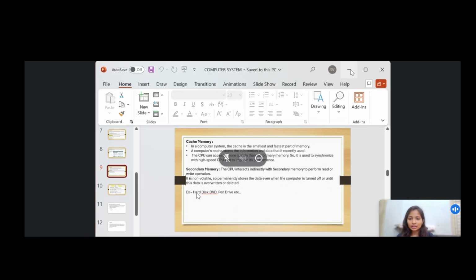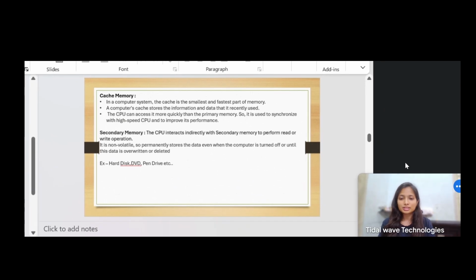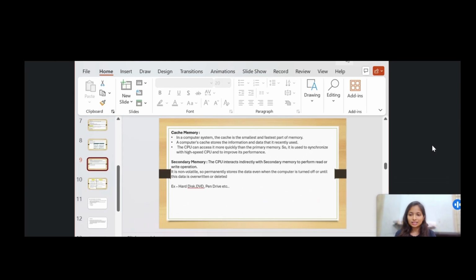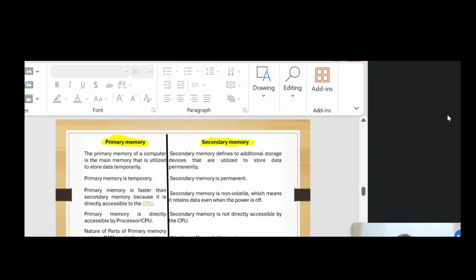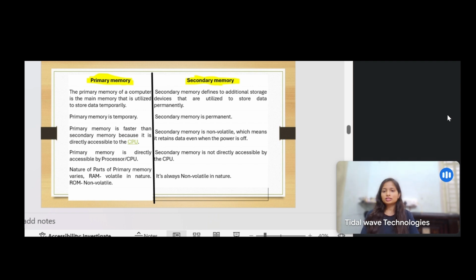Okay. Next, let's go with secondary memory. You can give examples like pen drive, hard disk, DVD, CD, and all. Here comes another one, that is the difference between primary memory and secondary memory. First difference you can give is that primary memory stores the data temporarily, secondary memory stores the data permanently. Next, primary memory can directly communicate with CPU, whereas secondary memory cannot directly communicate with CPU. Primary memory is volatile and secondary memory is non-volatile.